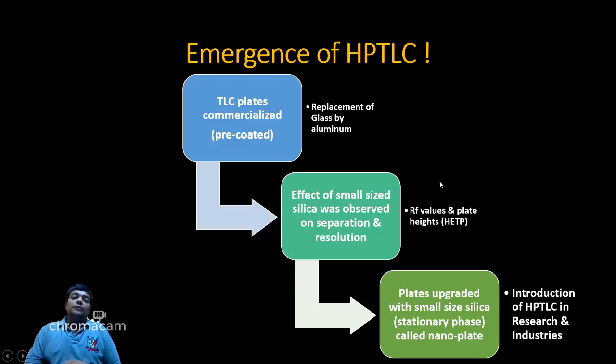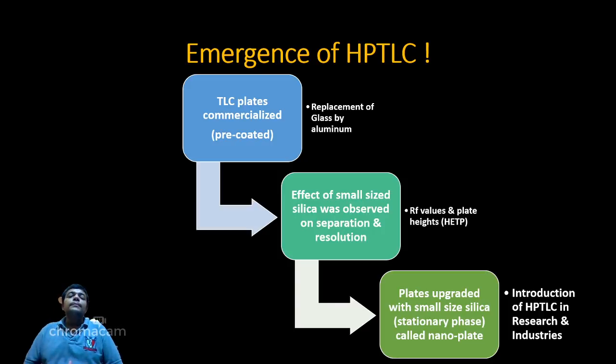Separation and resolution in the form of Rf values and the plate heights, which to an extent I have explained to you in the last talk. So it was observed that when the plates were prepared using the traditional method of pouring it on the glass and drying it, the particle size and the layer were a bit thick because it involved more human intervention. But when that was replaced on an aluminum sheet, it was machine work that was done, and hence the particle size could be reduced.